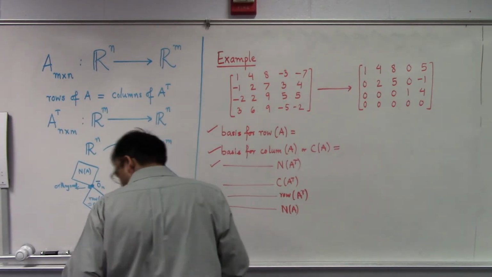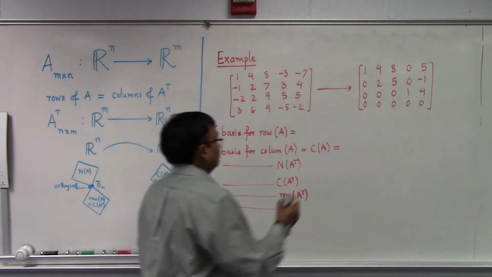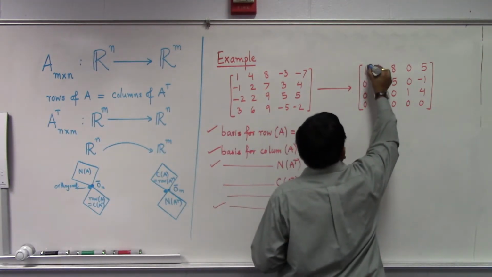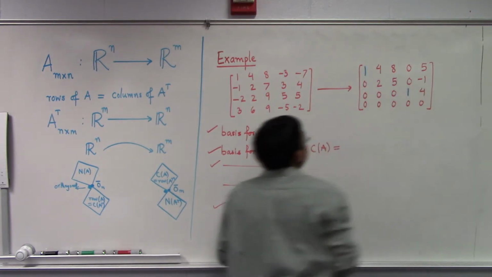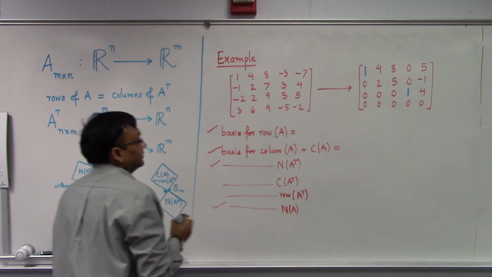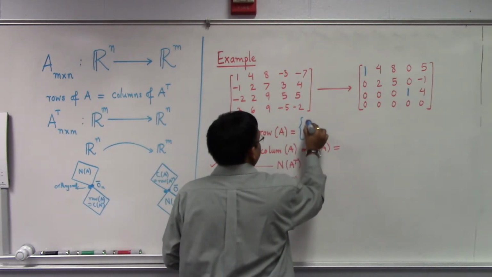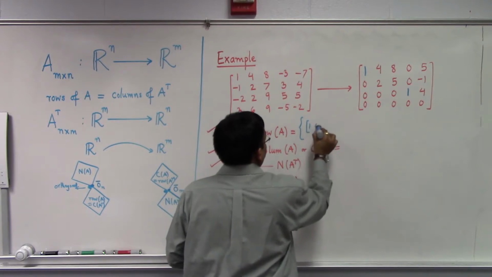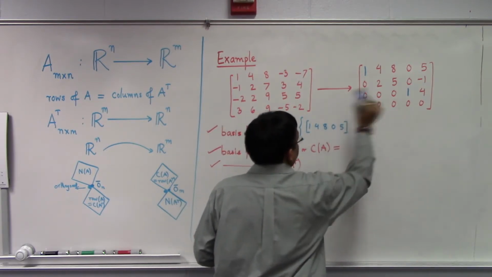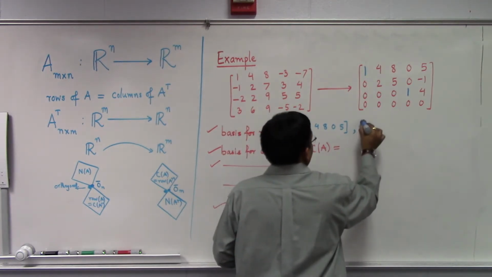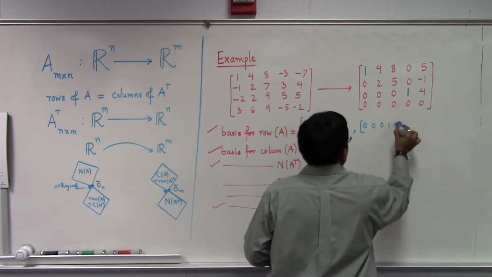Remember, for the row space of A, we can use the pivot rows. This is a pivot column and this is a pivot column. So we can use the pivot rows from here to give a basis for the row space of A. So one of the bases we can give is basically 1, 4, 8, 0, 5, the first row of my reduced matrix, or the third row of my reduced matrix.